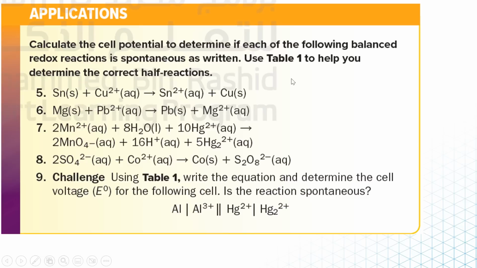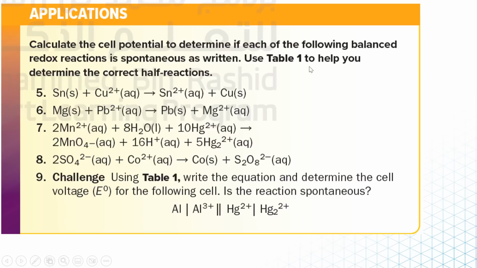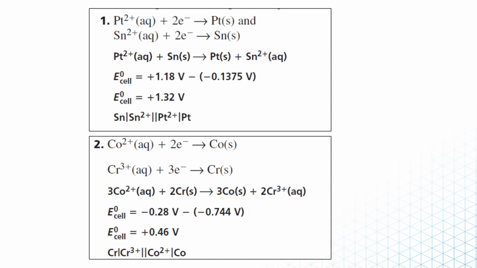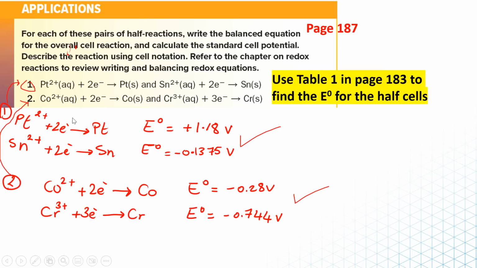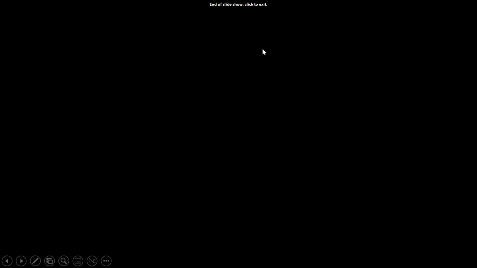lesson 1. There are some other questions here which you need to solve, and the answers are found here. So you just need to find the E naught of the cell, and you need to use table 1 in the book. What will table 1 contain? It will contain these half reactions with these values so that you use to calculate the E naught of the cell. Yeah, and that's it. If you have any questions, please let me know.